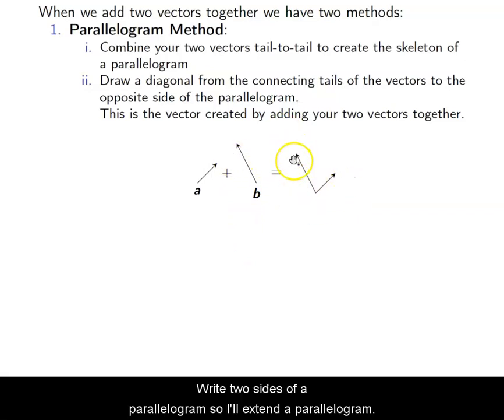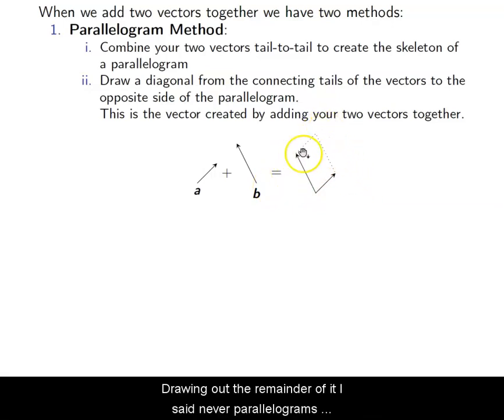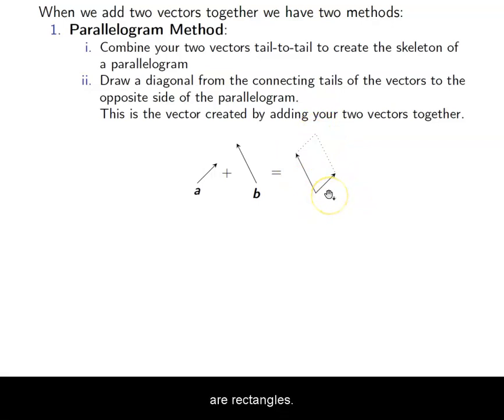Two sides of a parallelogram. So I'll extend a parallelogram by drawing out the remainder of it, right? So remember, a parallelogram is a rectangle, square, anything, and it can be off kilter because it's basically just a four-sided figure. So here's the parallelogram that's formed.